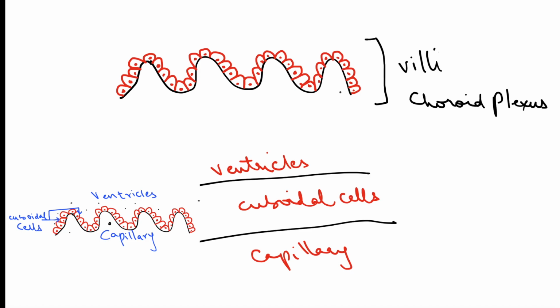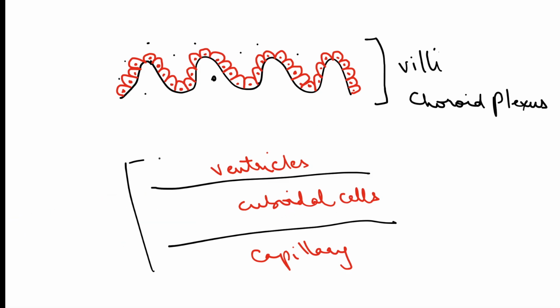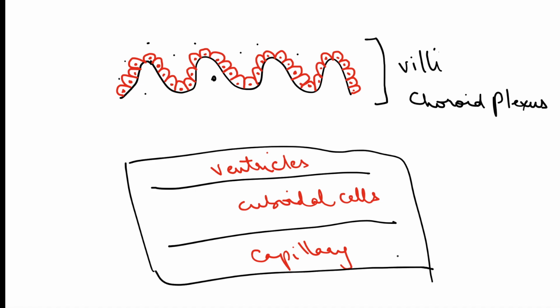To explain it even more, I have drawn here, you can see that these are the cuboidal cells, like this one, the cuboidal cells. And above the cuboidal cells, like this space, you can try to understand like this, is ventricles. And here is the capillary. So in this way, you can understand the production of CSF.